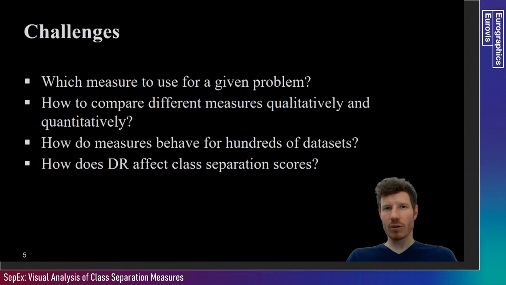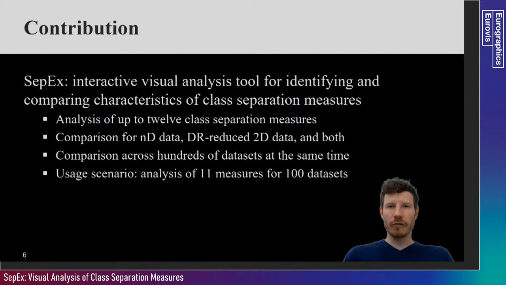We present CEPX, an interactive visual analysis tool for identifying and comparing characteristics of class separation measures. CEPX supports the interactive visual analysis of up to 12 class separation measures. Along three tasks, analysts can compare measures for high-dimensional data, dimensionality-reduced data, and for both. Finally, CEPX is capable of comparing outputs of measures for hundreds of datasets at the same time.